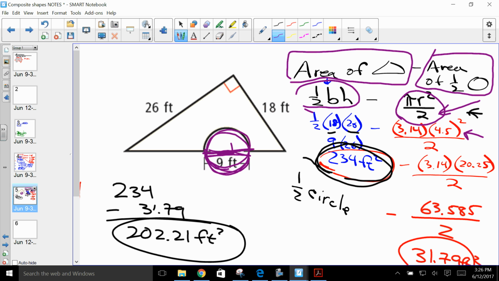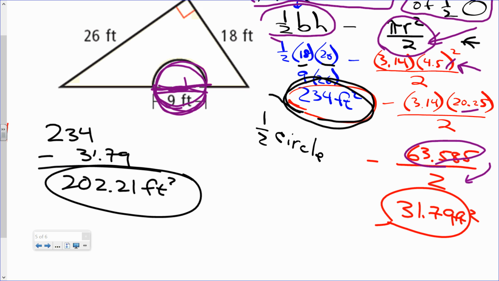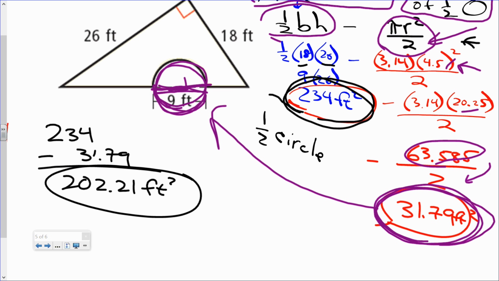So 4.5 times 4.5, remember that's what square means. 4.5 squared is going to be 20.25. Multiply 3.14 times 20.25 and I'm going to have 63.585, and divide that by 2. And here we go. We have the area of half the circle, 31.79 square feet. That's the area of this half circle.